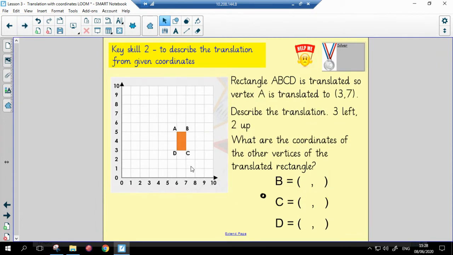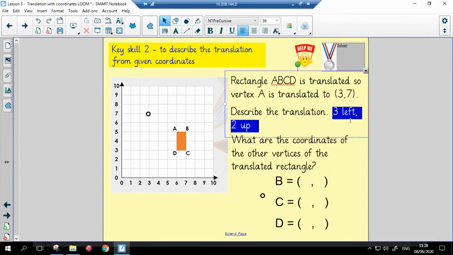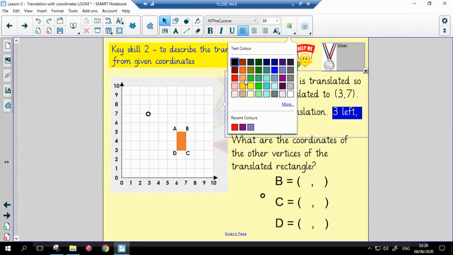Okay, this time rectangle A, B, C and D is translated, so vertex A is translated to 3, 7. So let's put that in place. Vertex A, 3, 7. There we go. Okay, describe the translation. So we've got 1, 2, 3 left and 1, 2 up. And I've written that here for you. I'm just going to put it in red so you can see it really clearly.